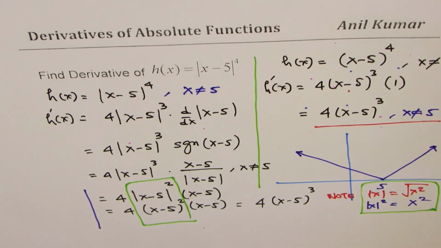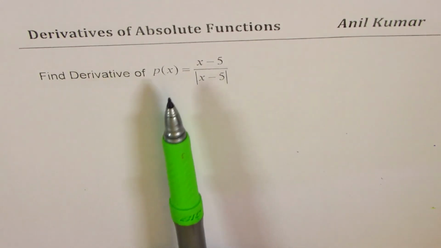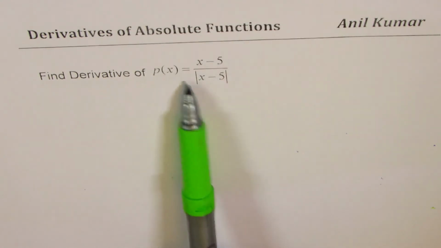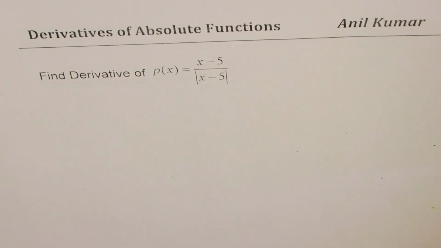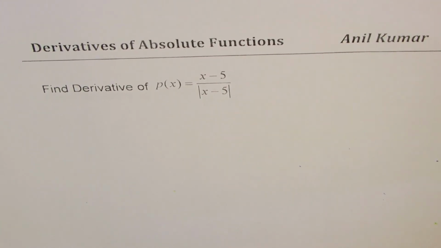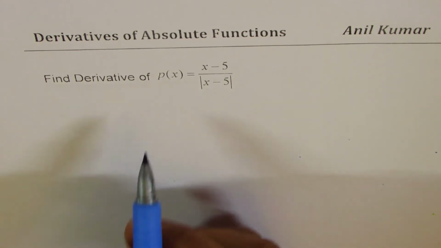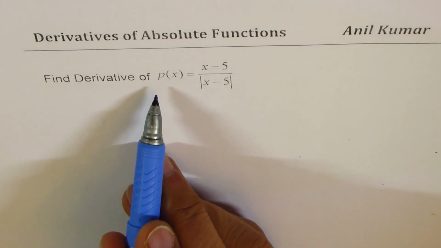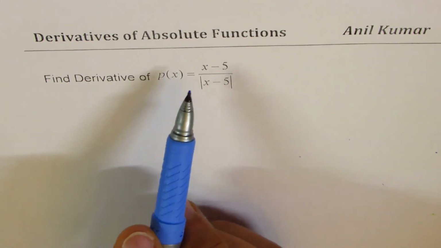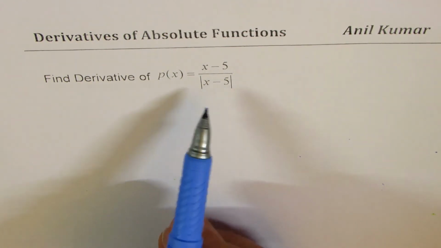Okay, so let's move on and take up the next question, which is to find the derivative of the function, the quotient of x minus 5 divided by absolute value of x minus 5. I'd like you to pause the video, answer, and then look into my suggestions. So here is a very interesting question. We need to find the derivative of p of x, which is x minus 5 divided by absolute value of x minus 5.